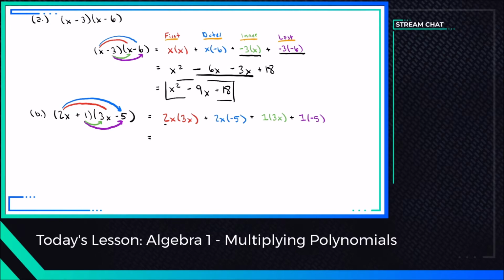So a 2x multiplied by a 3x is going to be 6x squared. Then 2x multiplied by a negative 5 is going to be a negative 10x. Then 1 multiplied by 3x is just going to be a positive 3x. And then 1 multiplied by a negative 5 is going to be a negative 5. So then we just combine our like terms to get 6x squared. Negative 10x plus 3x is going to be a negative 7x. And then we're going to have our negative 5 here at the end.